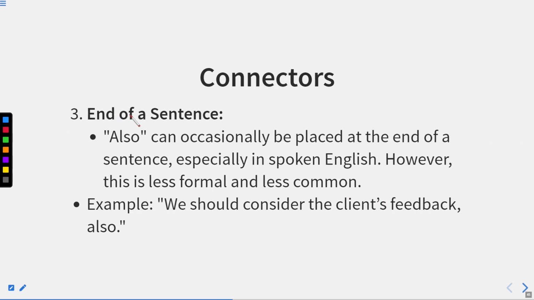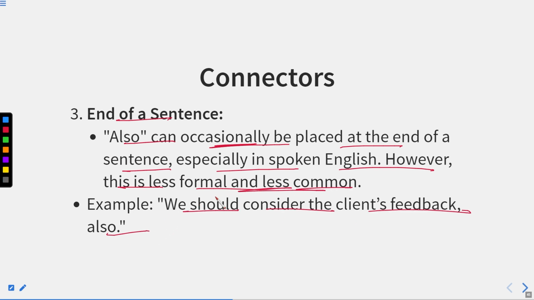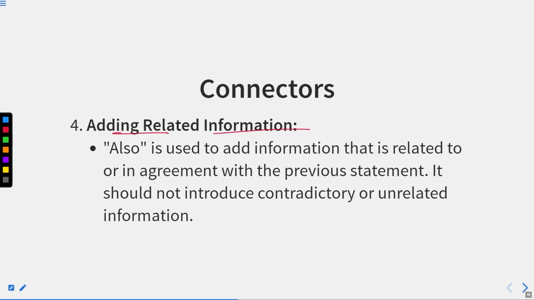Now, at the end of the sentence: "also" can occasionally be placed at the end of the sentence, especially in spoken English. However, this is less formal and less common. We should consider the client's feedback also. However, this should not be used at all. Adding related information: "also" is used to add information that is related to or in agreement with the previous statement. It should not introduce contradictory or unrelated information.